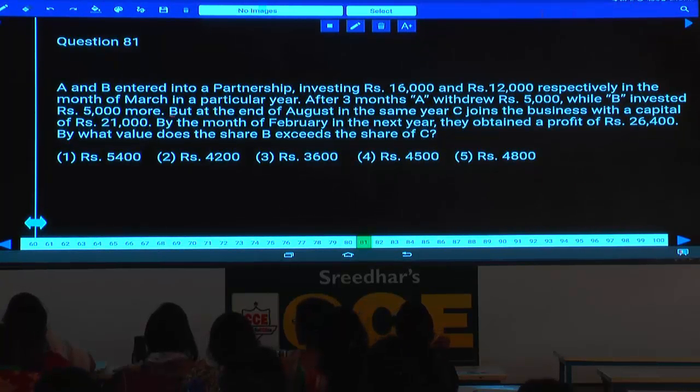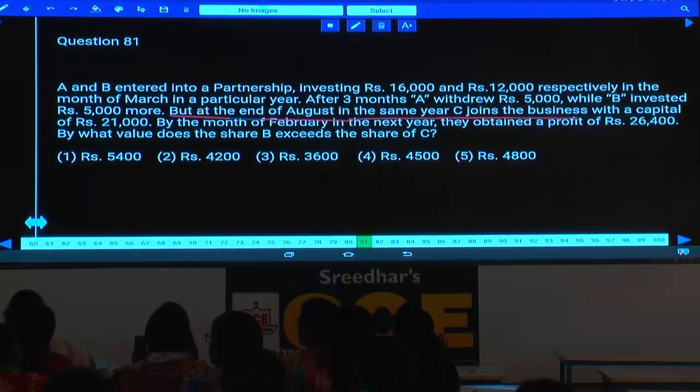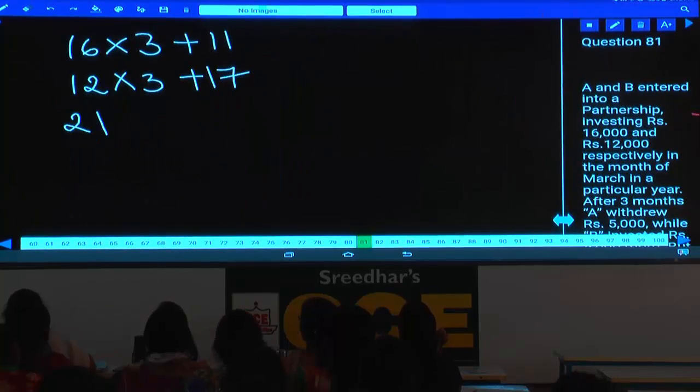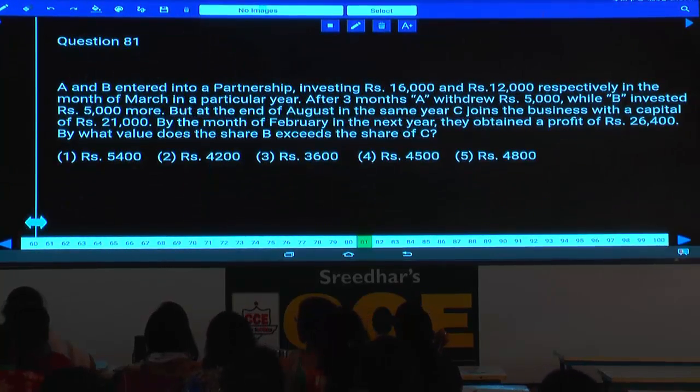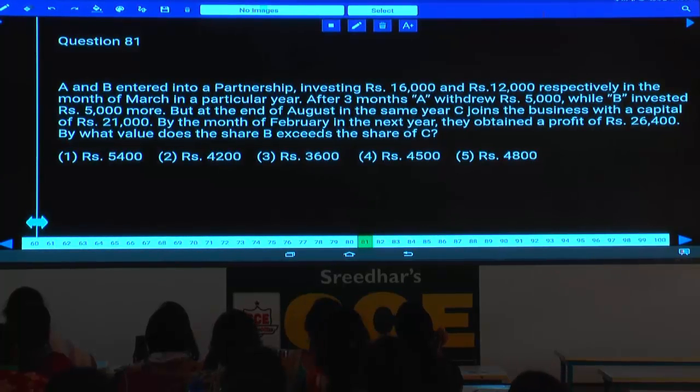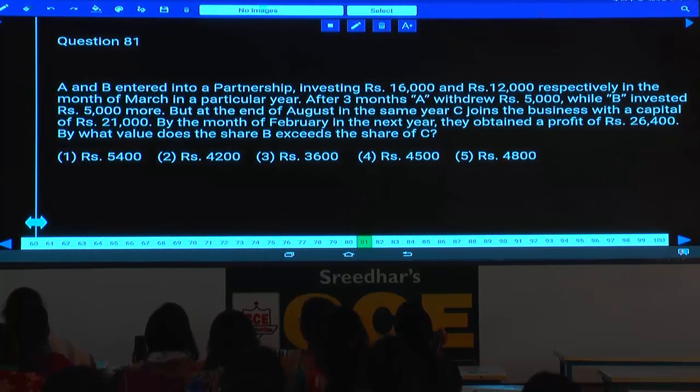Now, by the end of August in the same year, C joined. That means how many months are over? March, April, May, June, July, August. August also completed. That means after 6 months C joined with an investment of 21,000. Next. By the month of February in the next year, they obtained a total profit of 26,400. By what value does the share of B exceed the share of C?